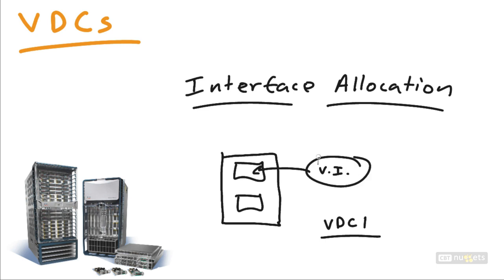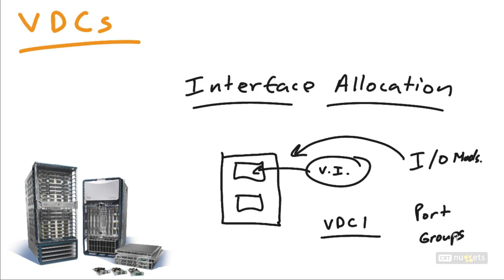virtual interface. Now, a lot of the I/O modules that you can insert into your Nexus 7000 series can have their individual ports assigned to the appropriate virtual device contexts. But please, I need you to be aware of the fact that some modules you can't do that with. You have to assign literally groupings of ports to a particular virtual device context as a group.